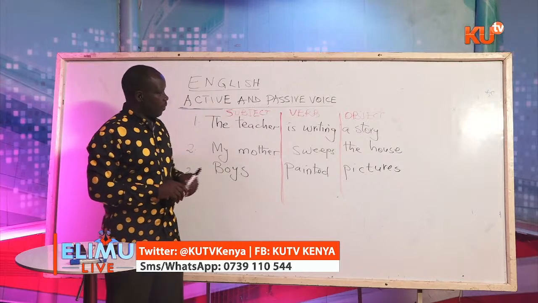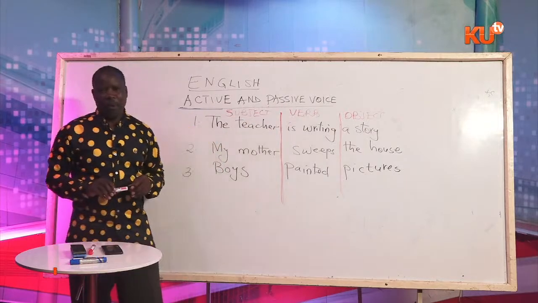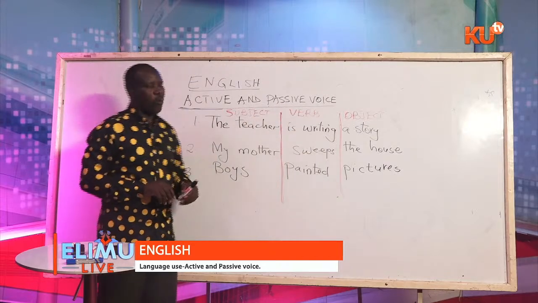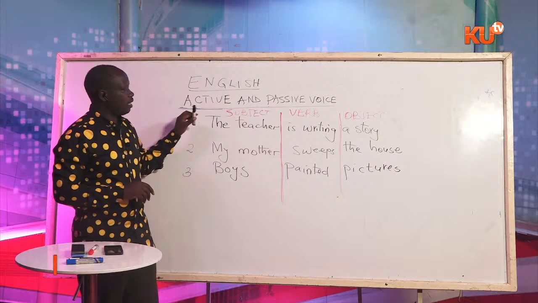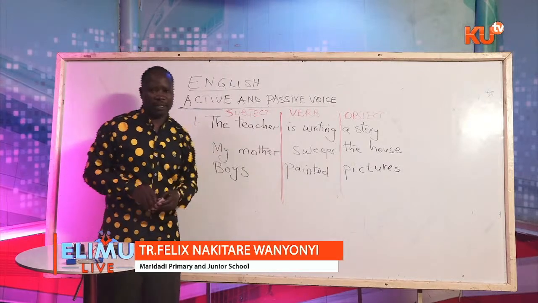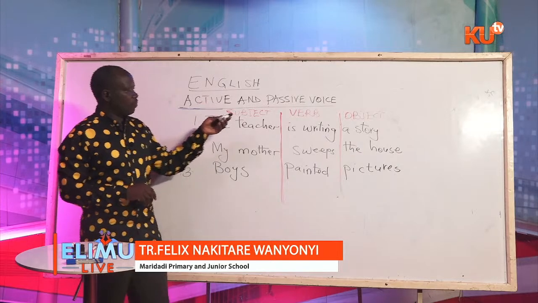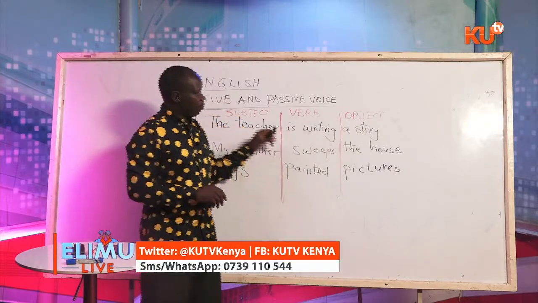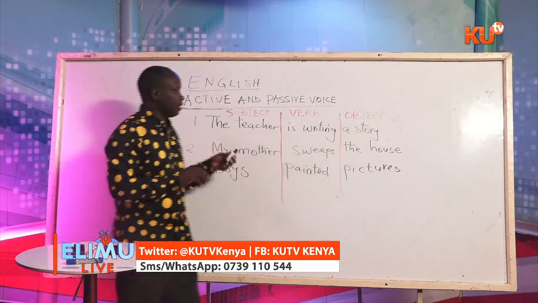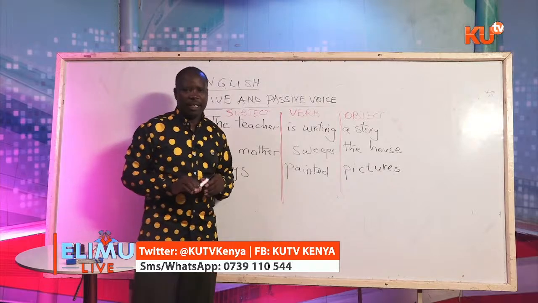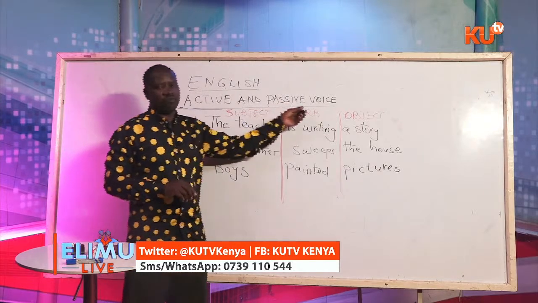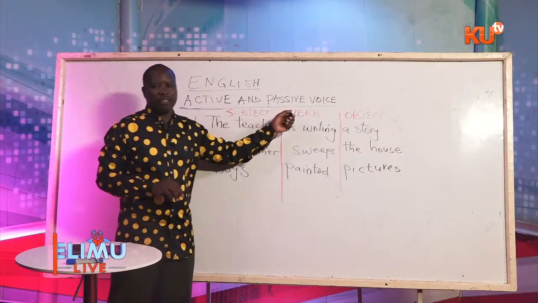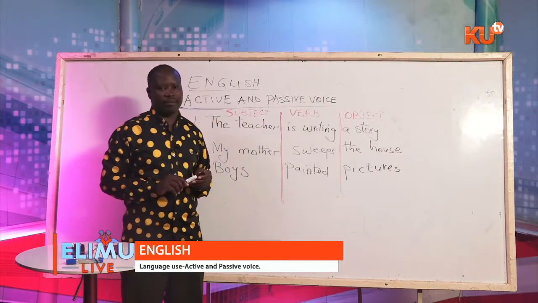So from there, we shall now move to passive voice. What's the difference between active voice and passive voice? The difference comes in the order in which we arrange our sentence. So we've said in active voice we start with subject followed by verb, then object. Let's move straight away to passive voice. How do we change our sentence from active voice to passive voice?